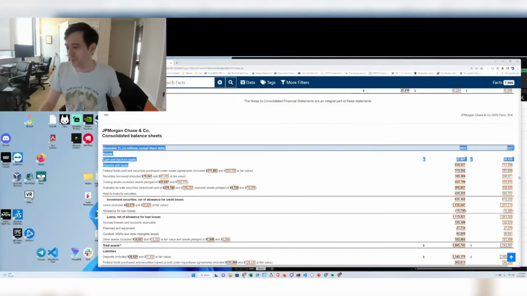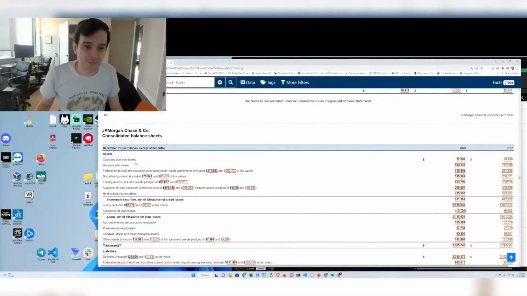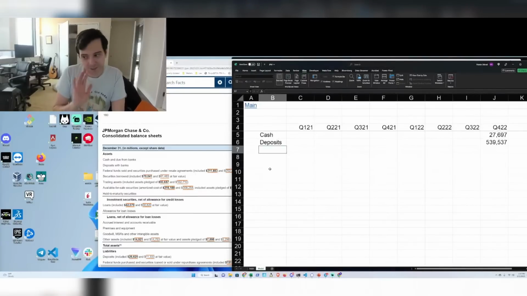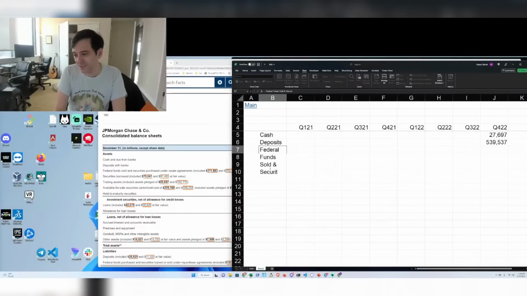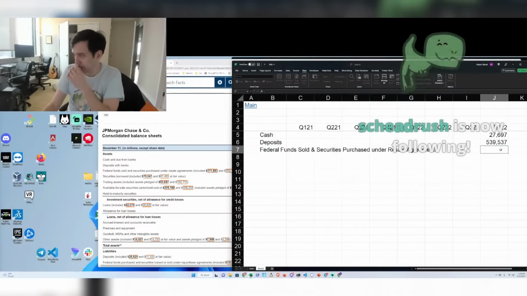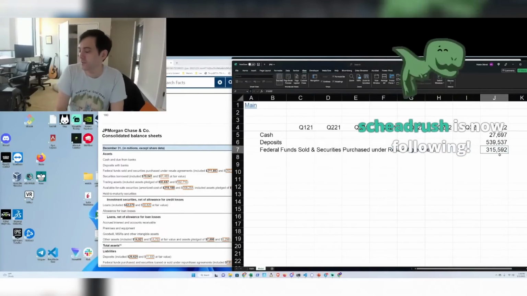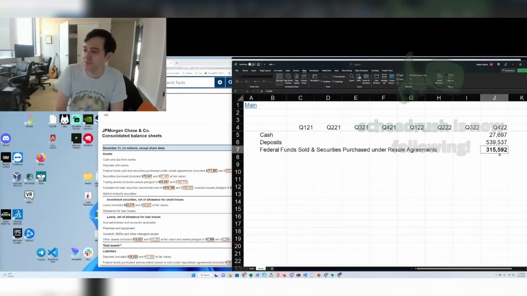So we just looked at the first two parts of the balance sheet, and I've been looking at financial statements for 20 years. I'm something of an authority on the matter, and bank balance sheets are not simple. So here's the next one. Federal funds sold and securities purchased under resale agreements. Help me understand what that is. Does that sound like English to you? $315 billion.